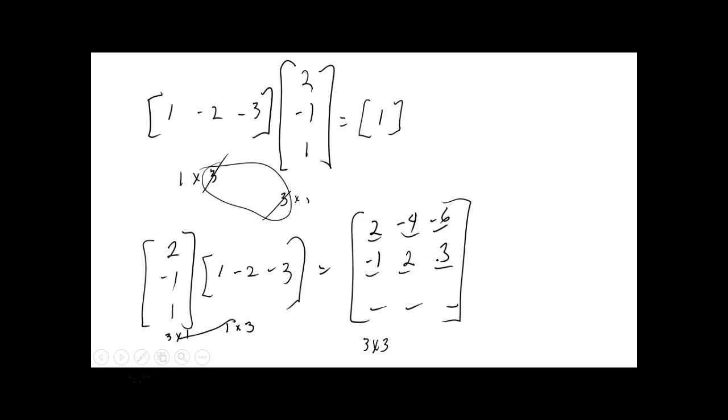Okay? The next entry is the 3, 1 entry. So third row here, first column there, 1. 1 times negative 2 is negative 2. And 1 times negative 3 is negative 3.